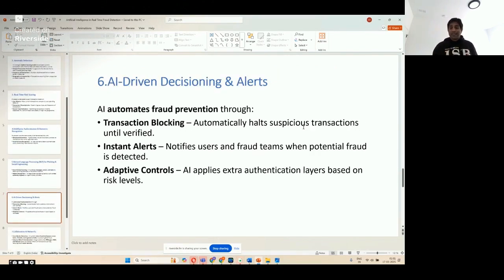AI-driven decisioning and alerts. AI automates fraud prevention through transaction blocking. It automatically halts suspicious transactions until verified. Instant alerts: it notifies users and fraud teams when potential fraud is detected. Adaptive controls: AI applies extra authentication layers based on your risk levels.